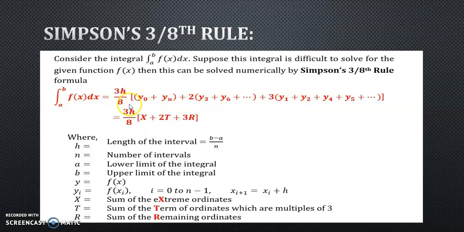Shortcut formula is given as 3h by 8, capital X plus 2 times capital T plus 3 times capital R. So what is X? X is the sum of the extreme ordinates. T is the sum of the ordinates which are multiples of 3. Capital R is the sum of the remaining ordinates. Okay, so these are the three formulas.